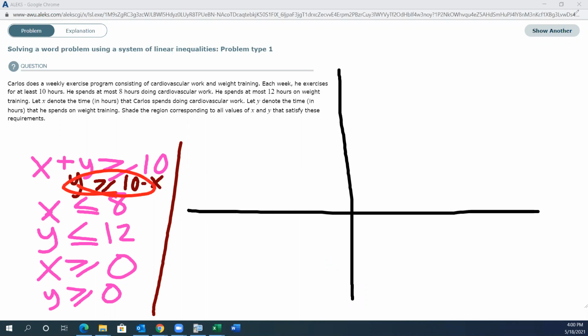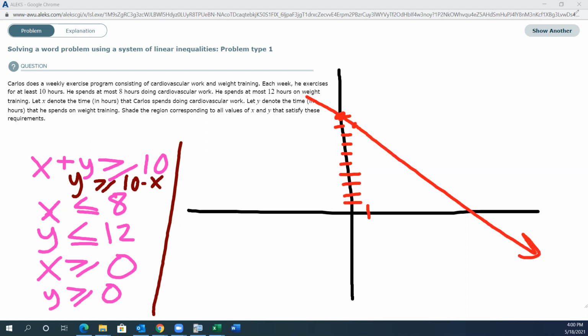All right, so the first one right here has a y-intercept of 10. So 1, 2, 3, 4, 5, 6, 7, 8, 9, 10. All right, so we've got a point. And the slope is -1, as in -1 times x. So down 1 and right 1. And everything has the or equal, so everything's going to be a solid line. Okay, so that's a little bit simpler. And this one has the greater than sign, so we're going to shade above.